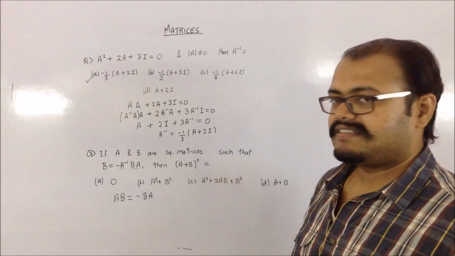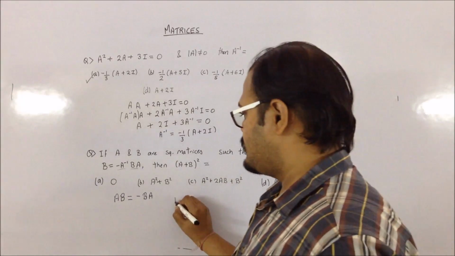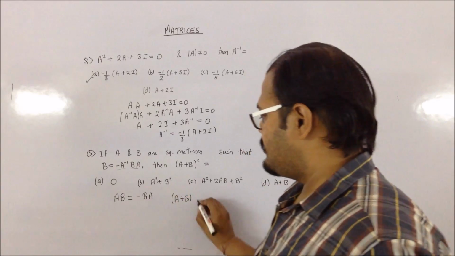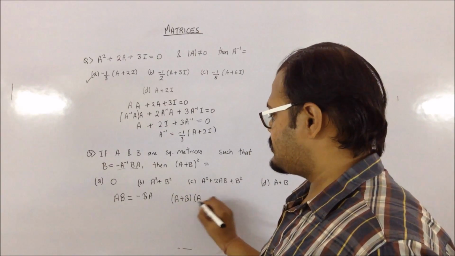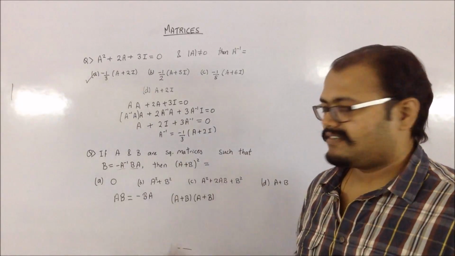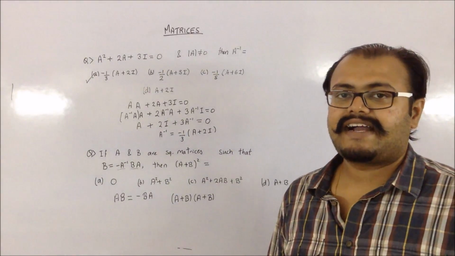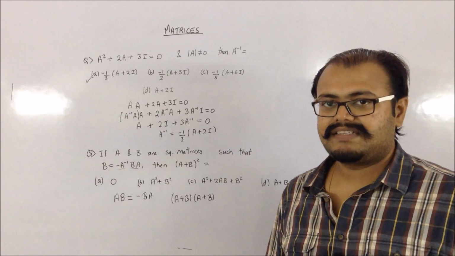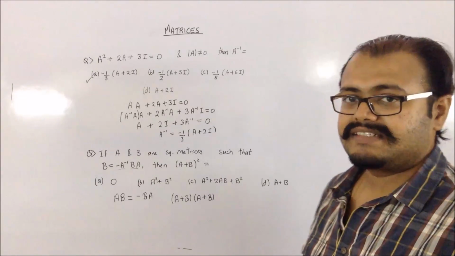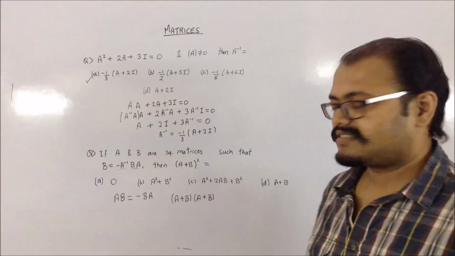Now let us consider this equation. So I am having A plus B the whole square, which I can write as A plus B into A plus B. Now you have to be careful, we are not going to apply the identity which we know, that is A plus B the whole square. It's not going to be the same thing because this is basically multiplication of matrices.